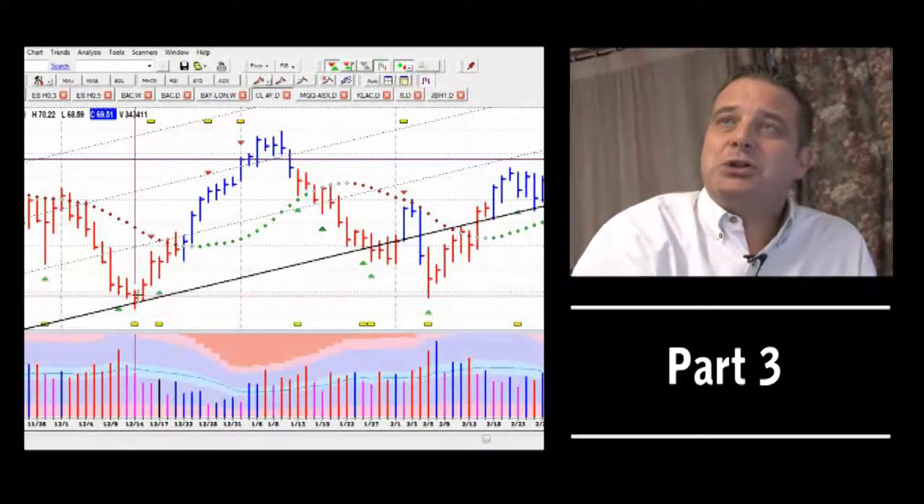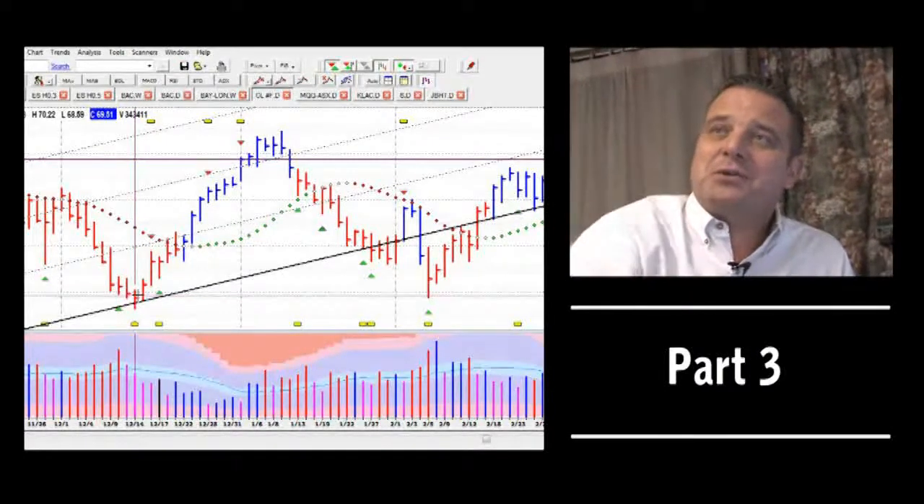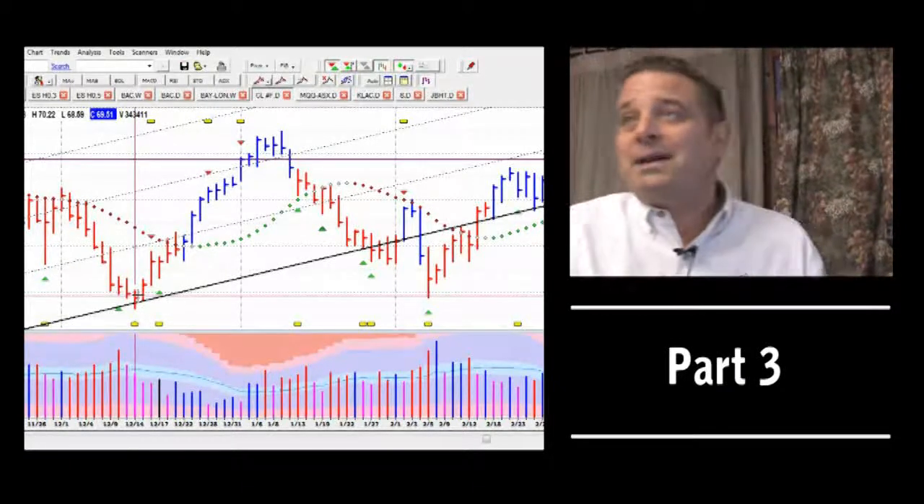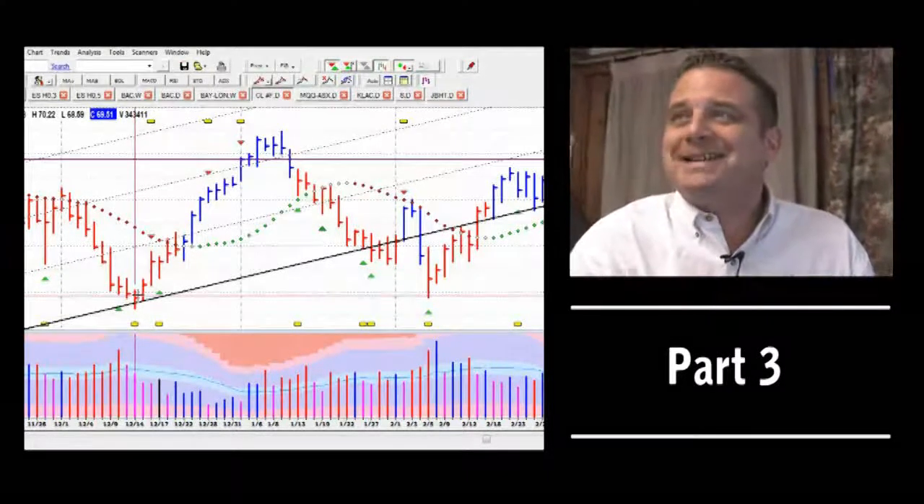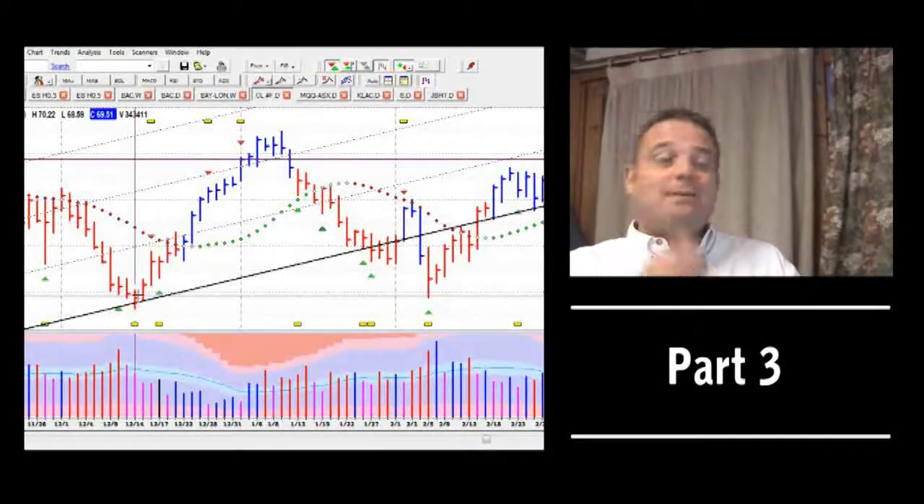Because if you look at any shorts I took last week, I was under pressure. But every time I took a long trade, I made money because the market was going up. That's not rocket science, is it? You're swimming with the trend, the flow. Exactly.